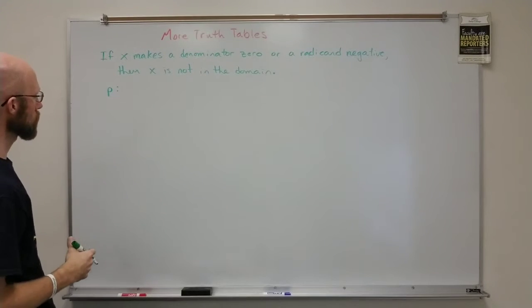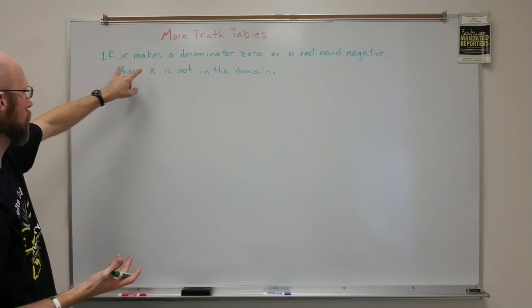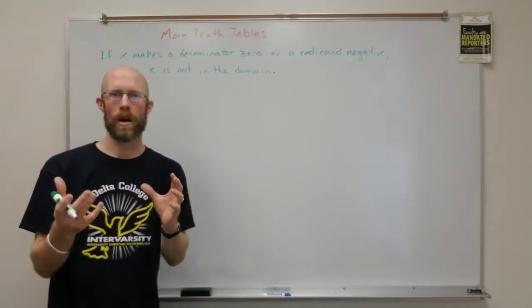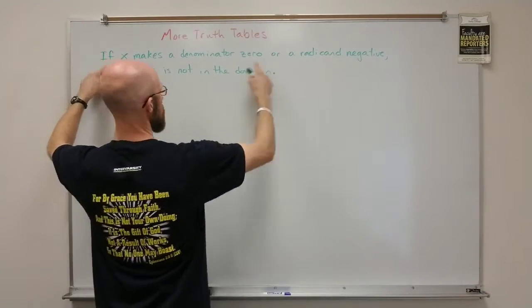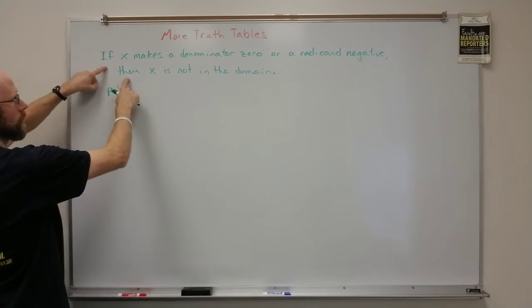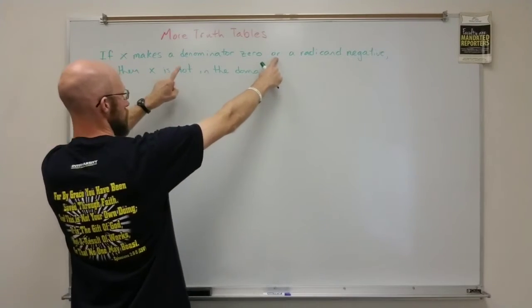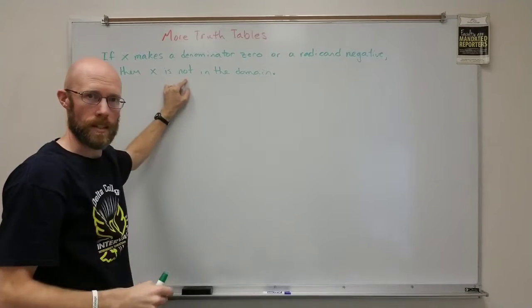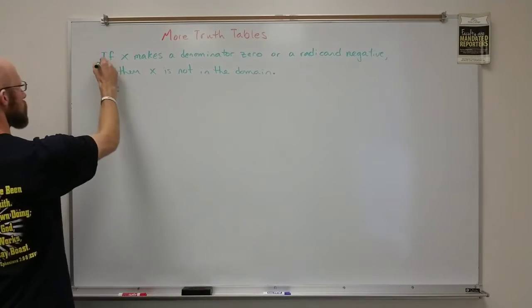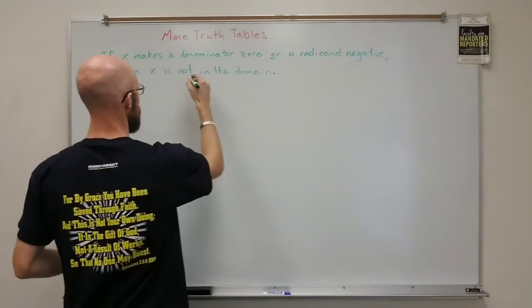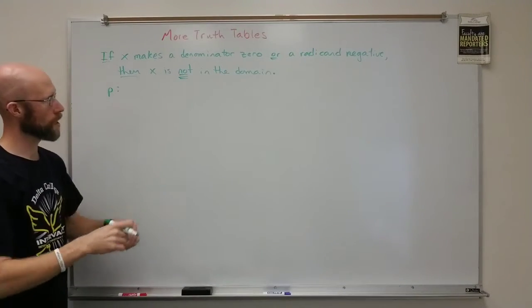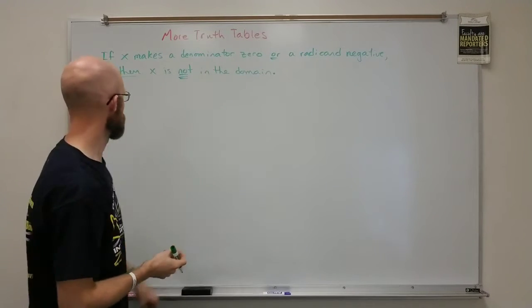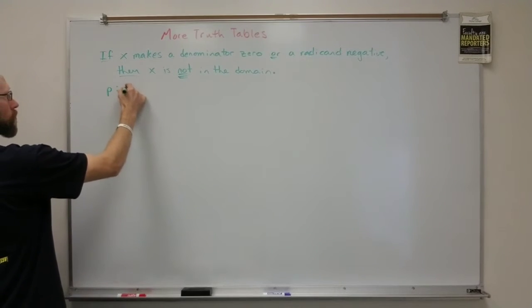So let's call one of the statements x makes a denominator 0. So just kind of separate this off around the connectives, right? The if then is a connective, the or is a connective, and the not is a connective. So those are the things, if then, the or, and the not. So we've got to break it up around there. So x makes a denominator 0. Let's call that the first statement.